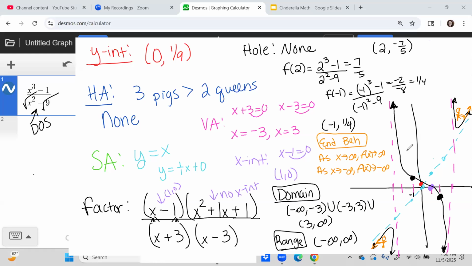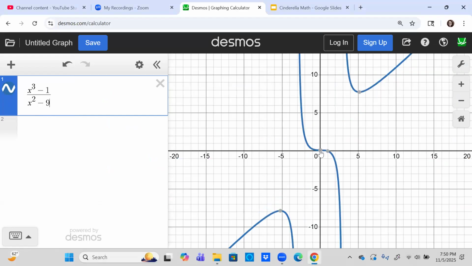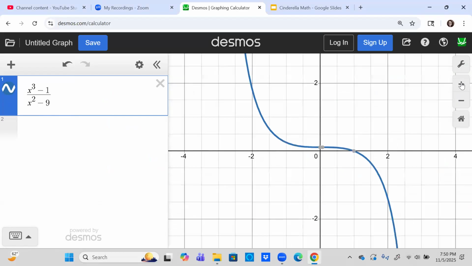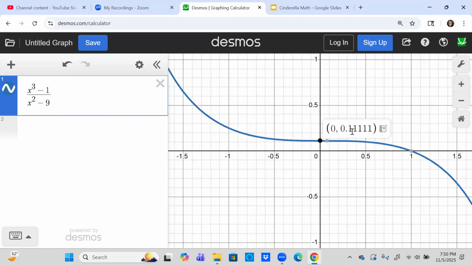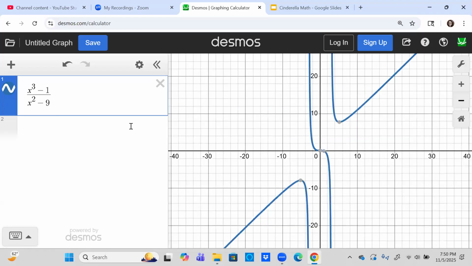Okay, that's a lot of work. All right, pause me if you need to. I'm going to take all this off and see if we got it right. Looks pretty good. Let's zoom in. There's our y-intercept. 0.11111 is a ninth, so that's good. There's our x-intercept. We had that. You can see the snake there. And let's put in the asymptotes.